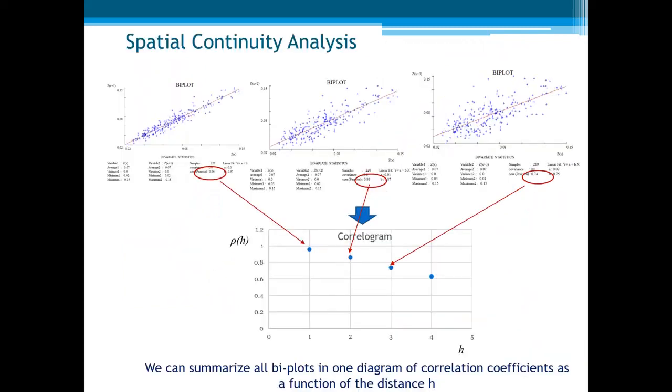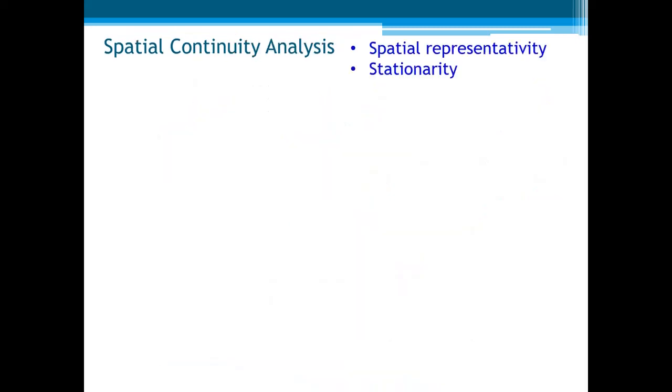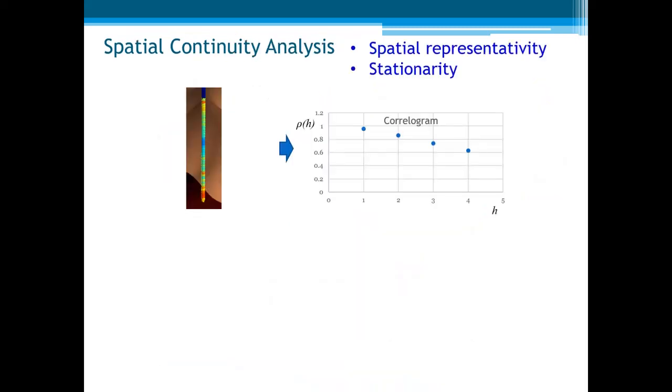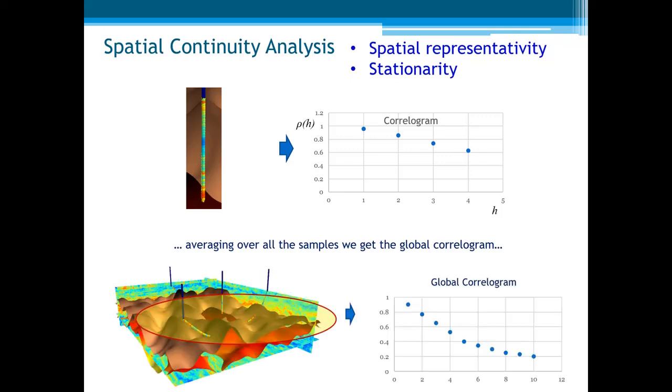Well, we can summarize all h-scatterplots in one diagram of correlation coefficients as a function of distance h. This is what we call a correlogram that, as I said, summarizes all h-scatterplots of lag distance h. But this correlogram represents just the spatial continuity of this well. If we do the same exercise for all samples of all wells, we will get a global correlogram, which is representative of the entire area. We will see in the next lecture how to calculate these experimental statistics.